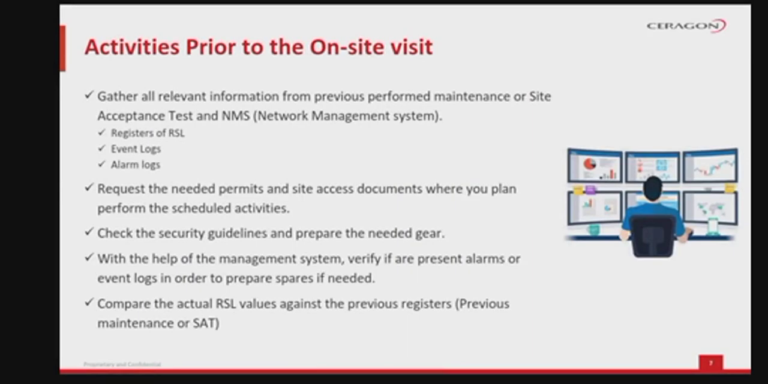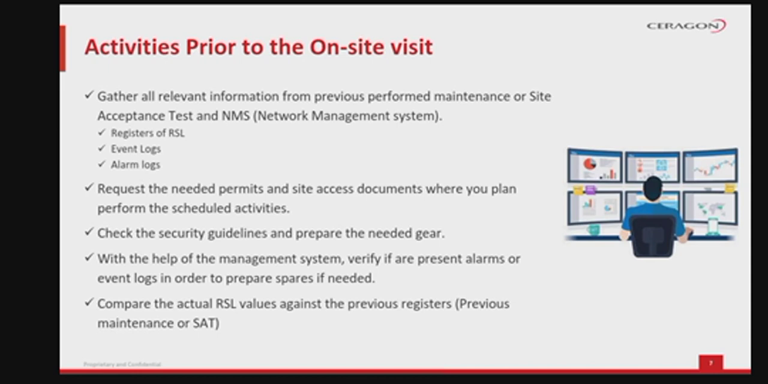Before doing an on-site preventive maintenance visit, it is very important to collect the following information: registry of reception levels, event and alarm records. This is important to decide if additional corrective actions are needed. This information can be obtained with the help of the network management system. Request and obtain the needed permits and access approval for the scheduled visit. Make a physical revision of the needed tools and material to be used during the maintenance activities.